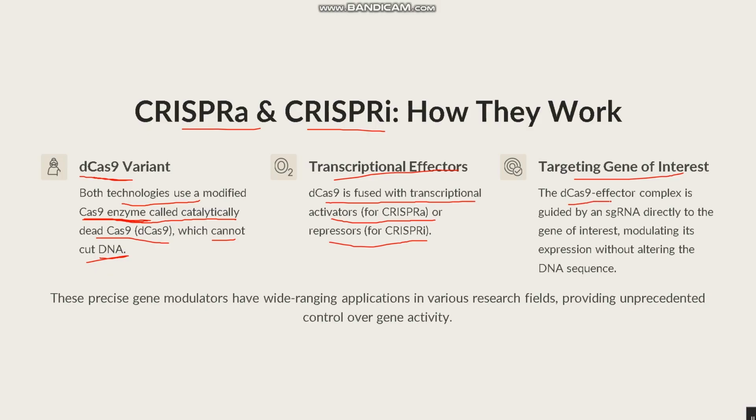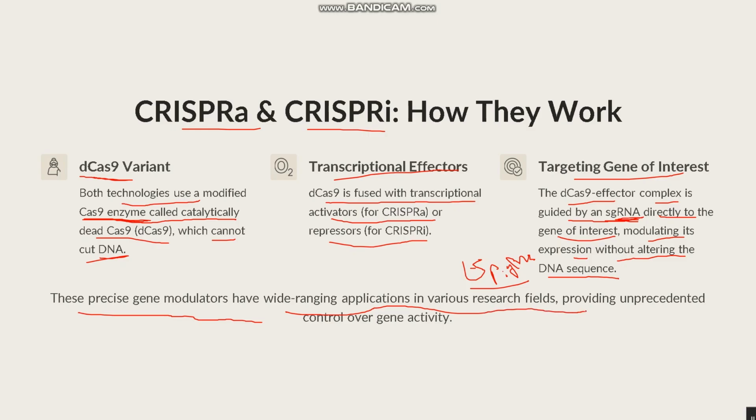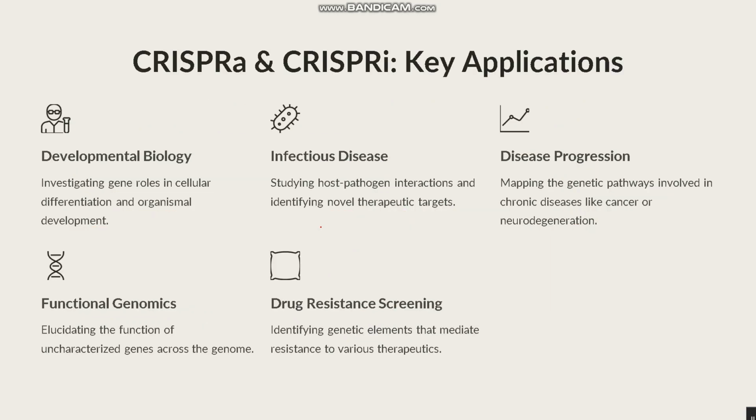The catalytically dead Cas9 complex is guided by a single guide RNA directly to the gene of interest, modulating its expression without altering the DNA sequence. That is called epigenetics. So these precision gene modulators have wide-ranging applications in various research fields, providing unprecedented control over gene activity. So, the key applications of CRISPR activation and CRISPR interference.